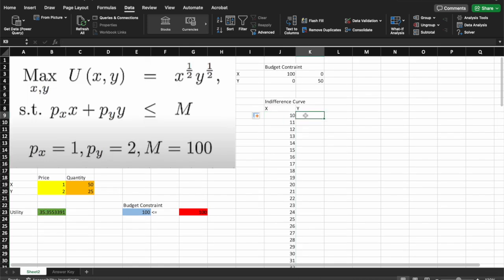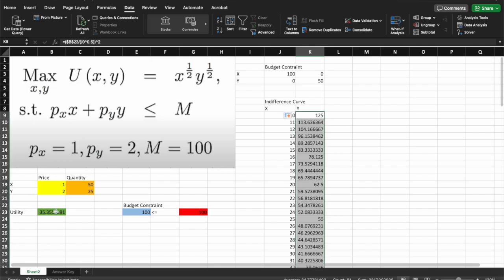So let's go back to what we just solved with y. So y is equal to the utility, which we've already solved for, and we're going to lock that in because that's always going to be the same, divided by this x raised to the 0.5, and all of this squared. Now what we can do is drag that formula down since we locked in this cell.